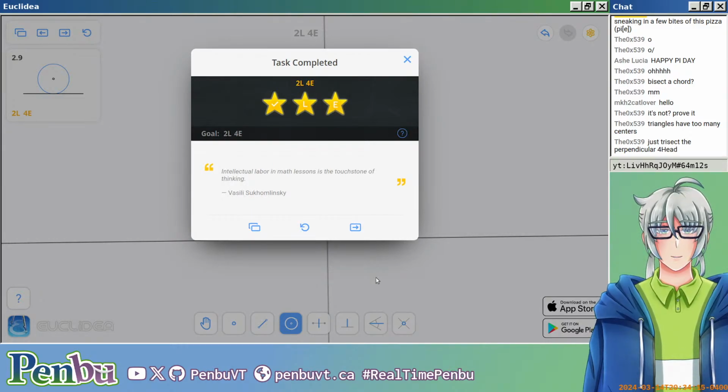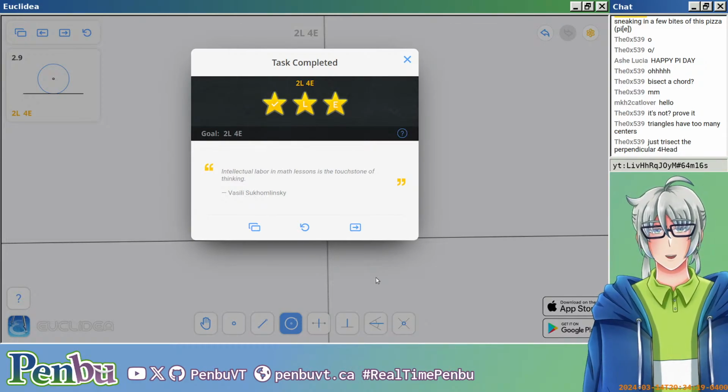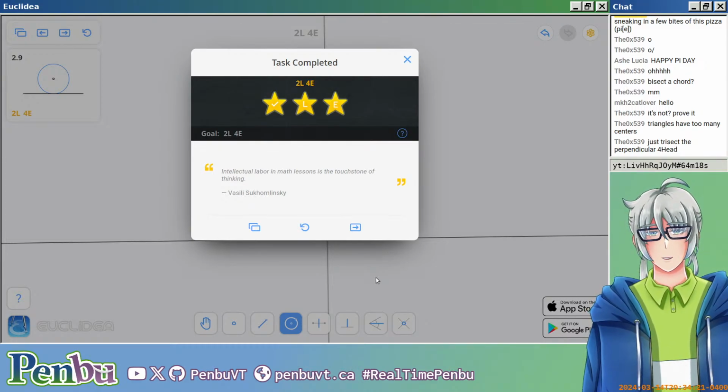Okay. Intellectual labor in math lessons is the touchstone of thinking. Vasily Tsukomlinsky.